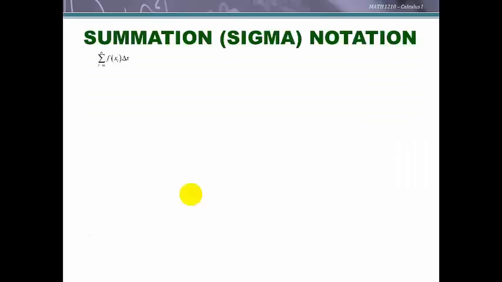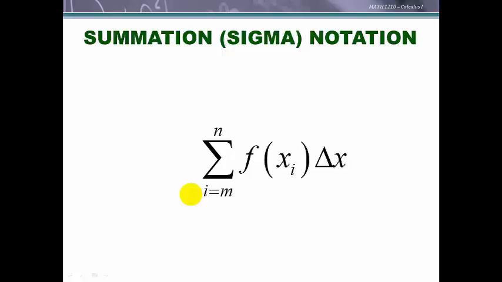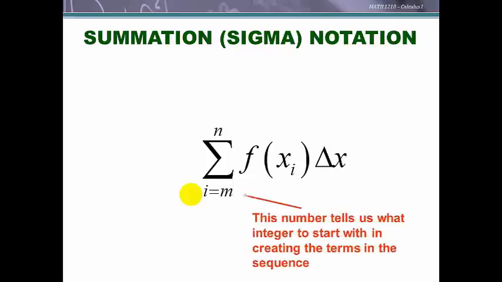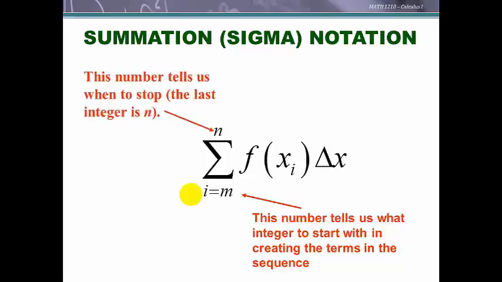One last thing, I'll remind you about sigma notation, because this can be helpful as we're writing the sums of all of these rectangles. So if I had something like this, if we remember, this number tells us what integer to start with in creating the terms of a sequence. So if we were adding up rectangles here, likely we would start with 1 here. And then this number tells us when to stop. In this case, the last integer would be whatever's up here. And then this over here is the formula we substituted into.